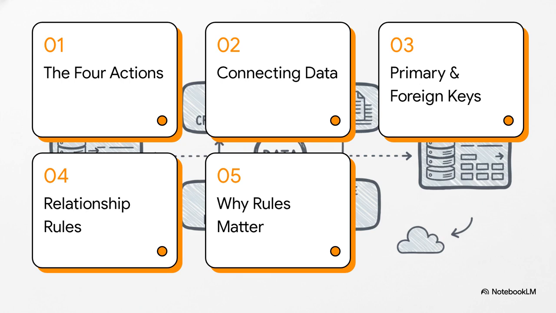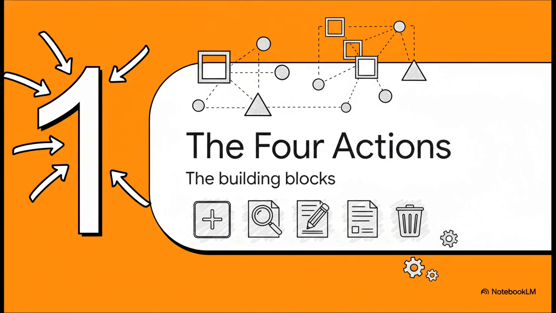We'll start with the 4 basic actions you can take with data. Then, we'll see how different bits of data get connected. We'll uncover the secret handshake they use, called primary and foreign keys. Then we'll set some rules for those relationships. And finally, we'll see why this whole hidden structure matters so much in every app you use. All right, let's dive right in.